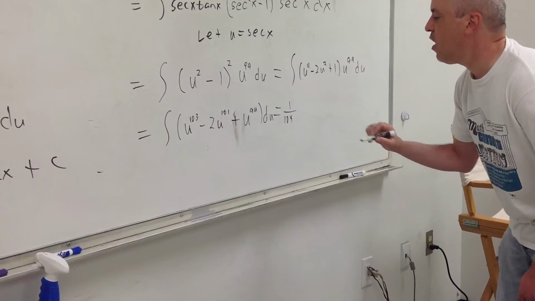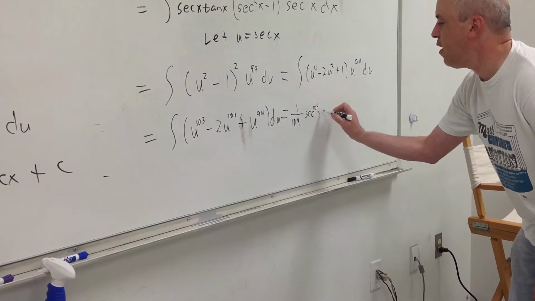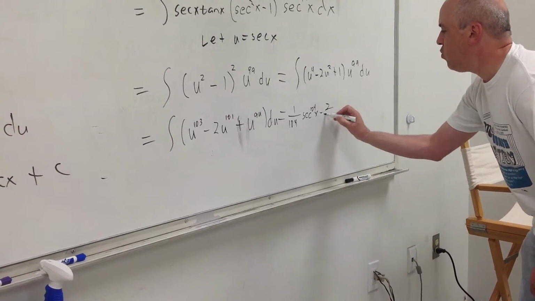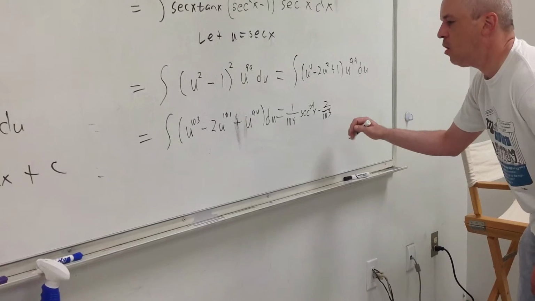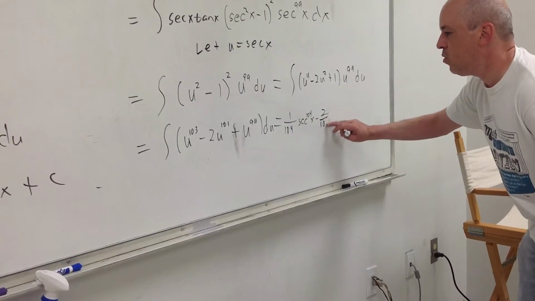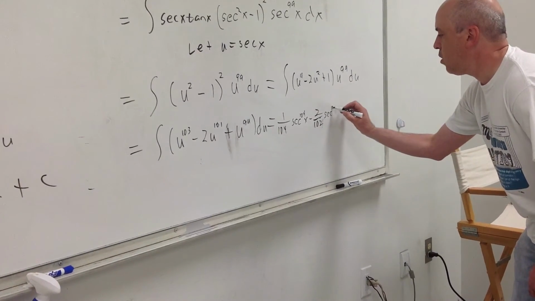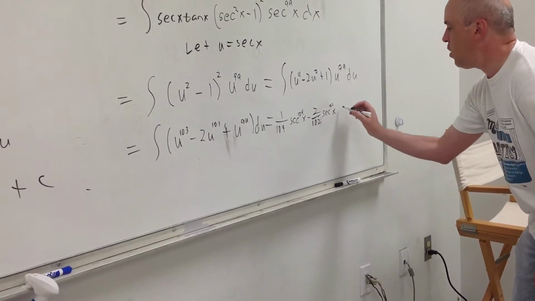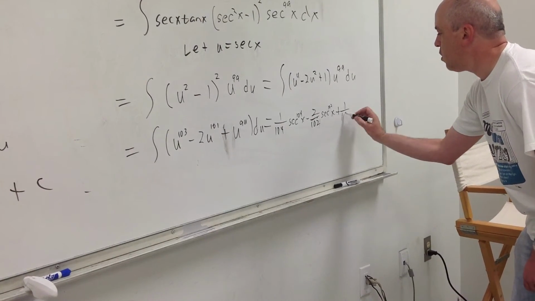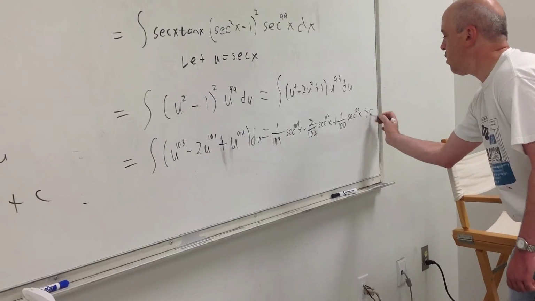What was u in this case? Secant. Secant to the 104 x minus 2 over 102, secant to the 102, and then plus 1 over 100, secant to the 100. And we're done.